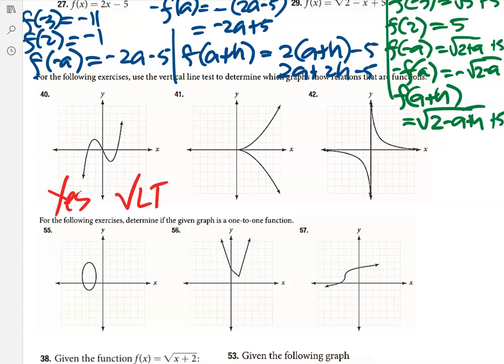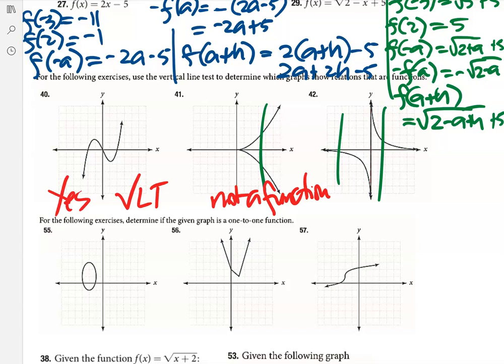How about this? So not a function. And how about this? So whenever you draw a vertical line, there is only one point. So yes, it is a function.